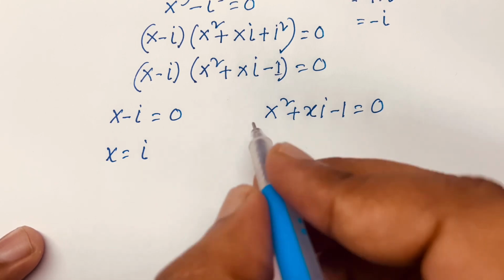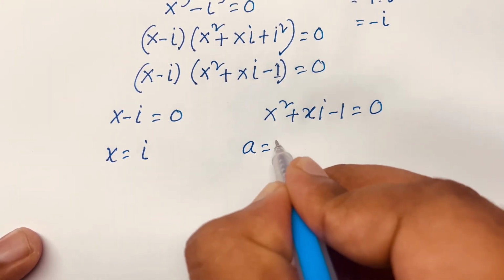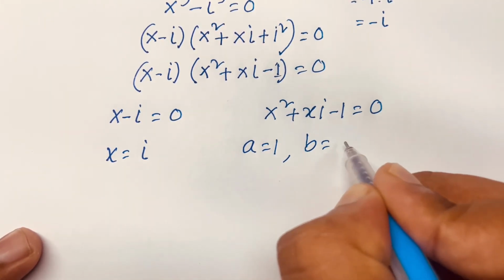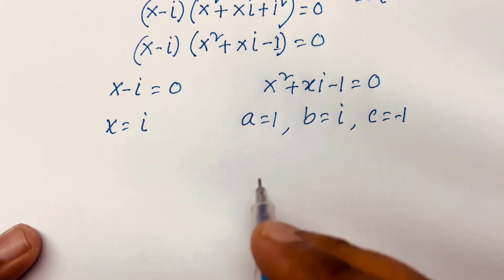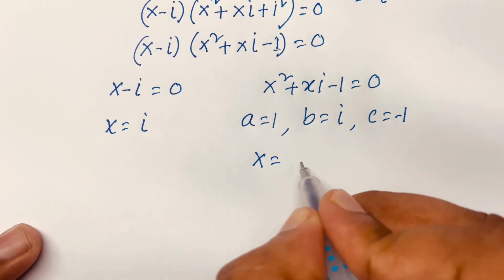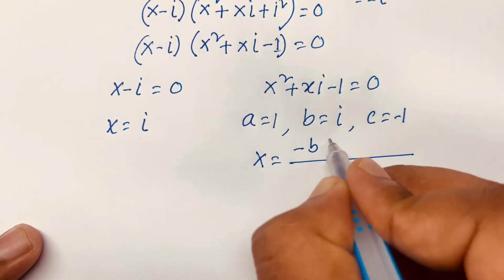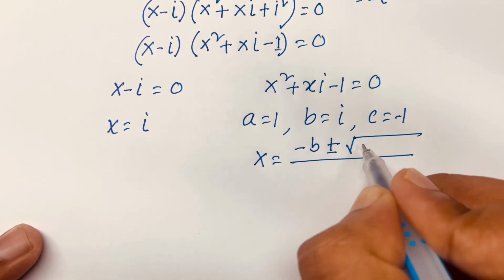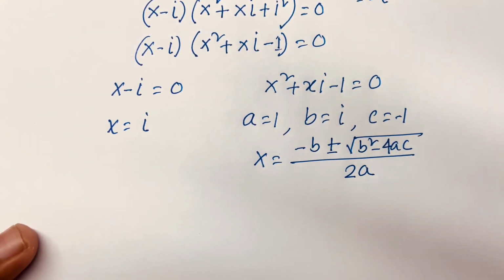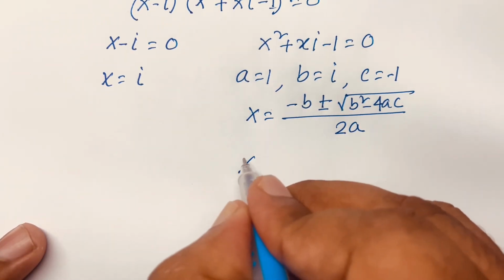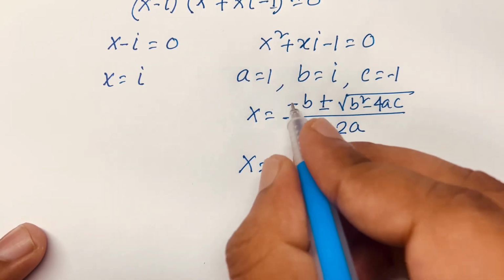In the other case it is a quadratic equation. I can say a is equal to 1, b is equal to i, and c is equal to minus 1. Then we know that the value of x is equal to minus b plus or minus square root of b squared minus 4ac over 2a.